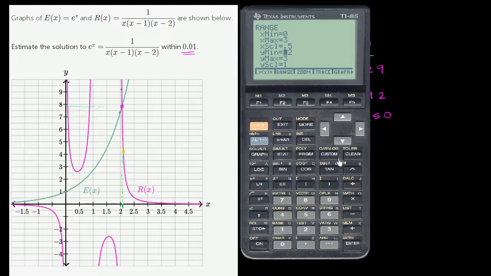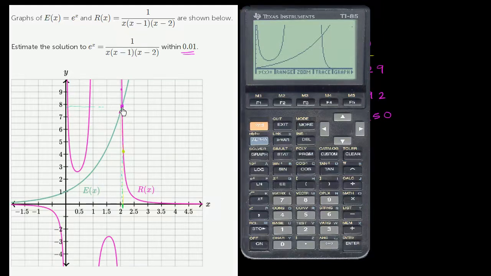And the y minimum, let's go from 0 to, well, in this range it actually goes pretty high. The way this is graphed, it goes all the way up to, looks like 10. So I'll do 10. I'll leave the y scale as 1. They mark it off every 1 right over here. And now let's graph this thing. And that was e of x, and now it's graphing r of x. And you see it indeed looks pretty similar to what we have here.